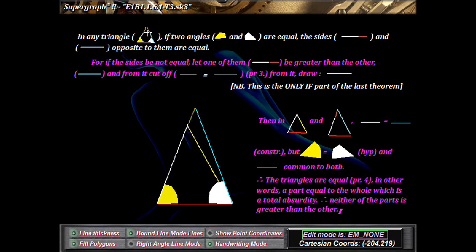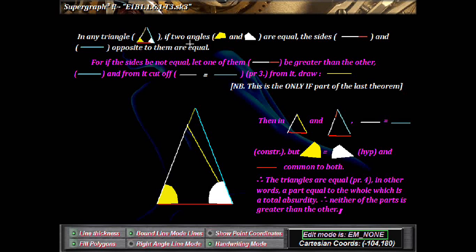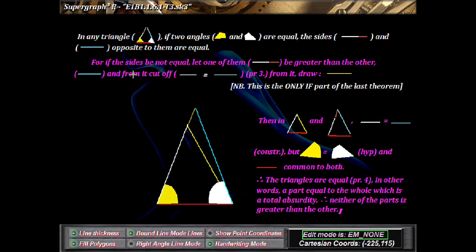Since this is greater than the blue side, then it must be that one of these lengths is blue, and we're allowed to cut off from any longer line, according to problem 3, an amount equal to some arbitrary given amount, and the given amount in this case is this side. So if we cut that off, then the white part will now be equal to the blue part, right? So essentially this has become the blue part.